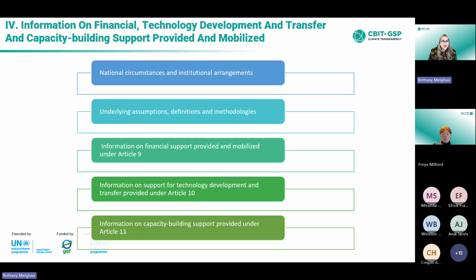And then we have the next chapter on information on financial, technology development and transfer, and capacity building support provided and mobilized. So this is especially for parties who provide support. So mandatory for those parties, developed country parties, and parties that provide support to other countries. So this is national circumstances as usual, your underlying assumptions and definitions of methodologies of what is considered in these three categories, the finance, technology, and capacity building support provided, and then information on financial support provided, and technology development and capacity building support provided.